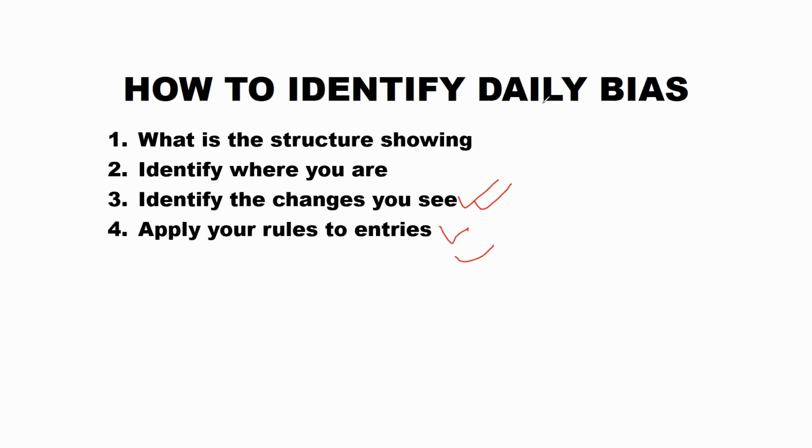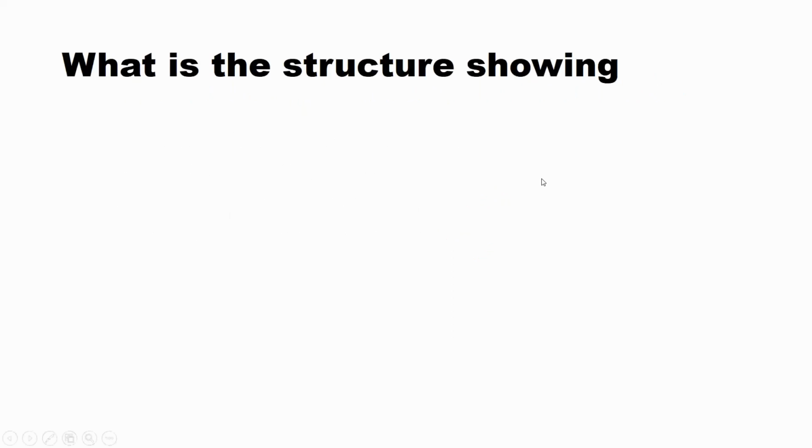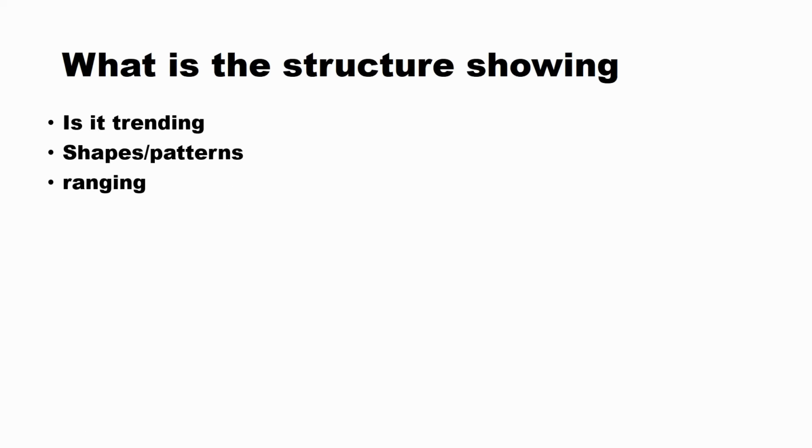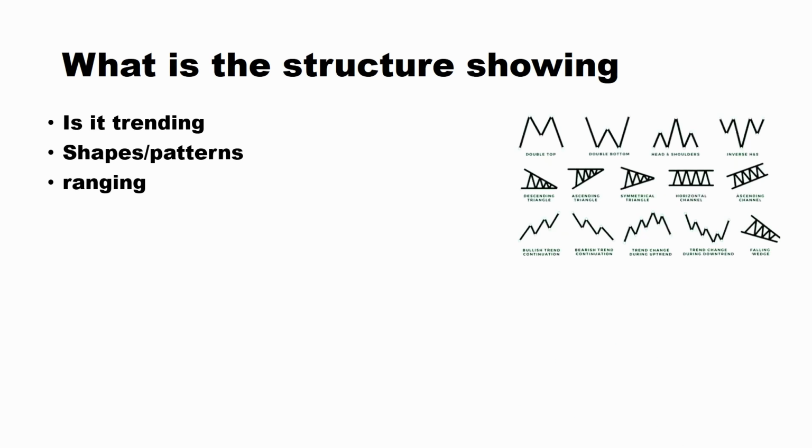Now, without wasting time, let's get down into them. Let's start with the first one. What is the structure showing you? Let's look at this, for example. Is the structure trending? Are you seeing shapes? Is the market ranging? By shapes, I mean M's, W's, and patterns. Which one are you seeing? You must be able to identify what you're seeing on the chart.